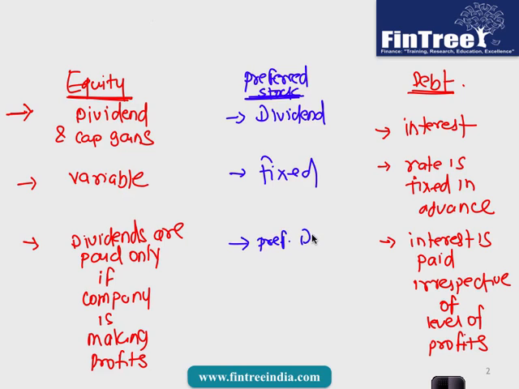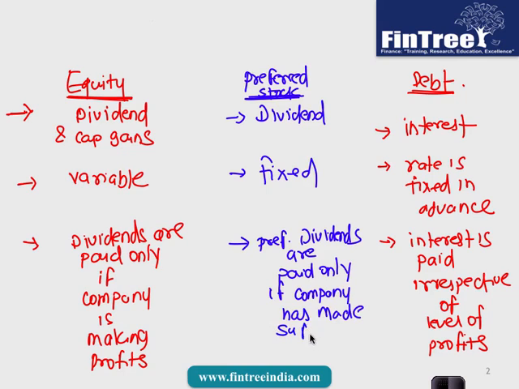Preference dividend or preferred dividends are paid only if company has made sufficient profit. Preference dividend is paid only if company has made sufficient profits. Are we fine here? Now imagine a scenario.